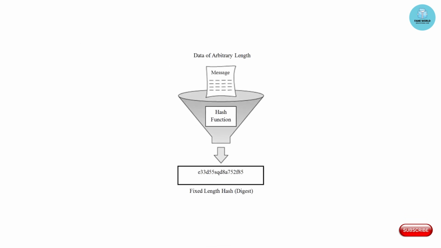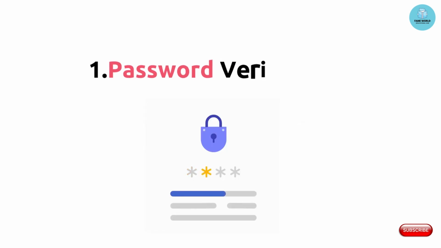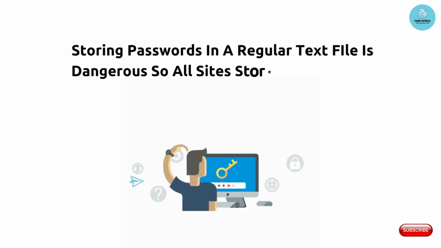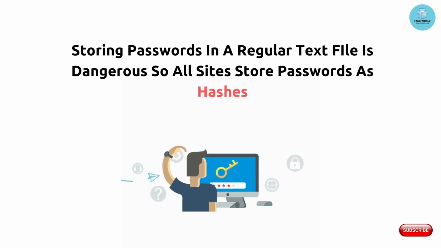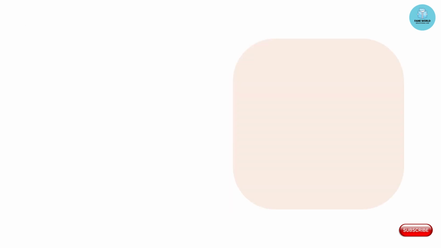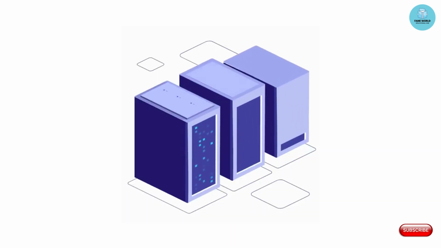However, hashes have other applications in the real world. Let's discuss some of the important cryptographic applications. Number 1. Password verification. Storing passwords in a regular text file is dangerous, so nearly all sites store passwords as hashes. When a user inputs their password, it is hashed and the result is compared to the list of hashed values stored on the company's server.